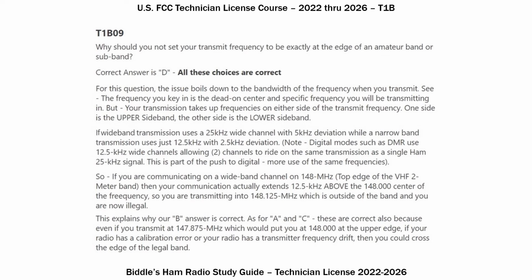As for A and C, these are also correct because even if you transmit at 147.875 megahertz, which would put you at 148.0 at the upper edge, if your radio has calibration errors or transmitter frequency drift, you could easily cross the edge of the legal band. So the radios aren't perfect. Sometimes you'll have frequency drift or calibration errors that could take you outside. So you don't want to play on the edge.